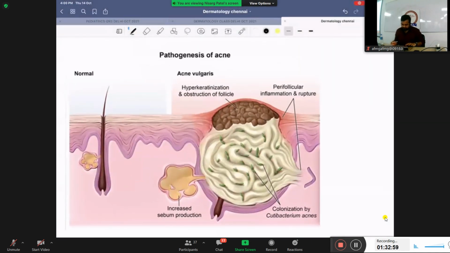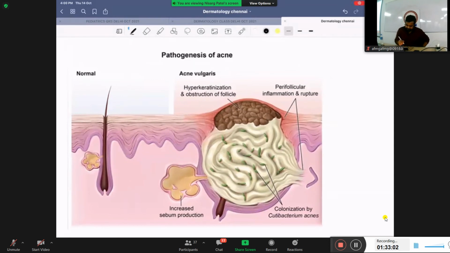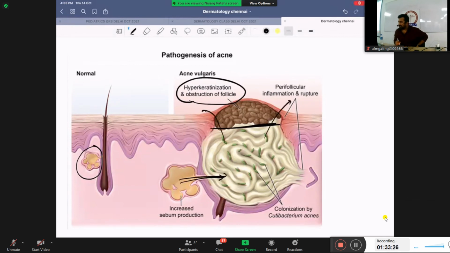So see this. What is the pathogenesis of acne? This is the pilosebaceous gland. When it gets obstructed, as you can see, there is hyperkeratinization. When there is a hyperkeratinization obstruction, what will happen? This gland will secrete all its sebum. Generally, this sebum should be excreted from the hair follicle, right? It should go out from the hair follicle like this. But because of the obstruction, there will be increased sebum in this area.